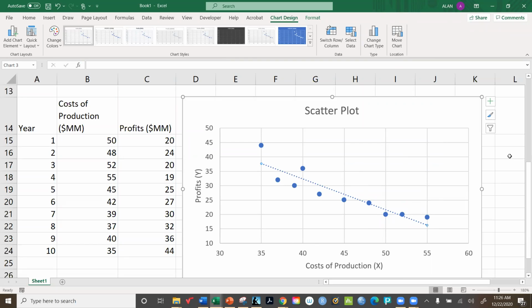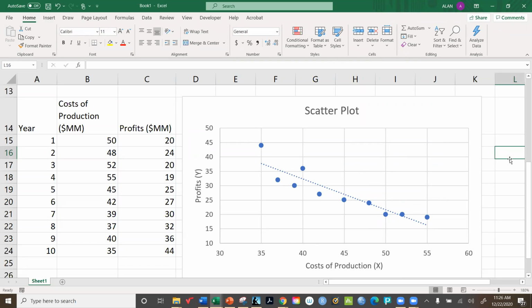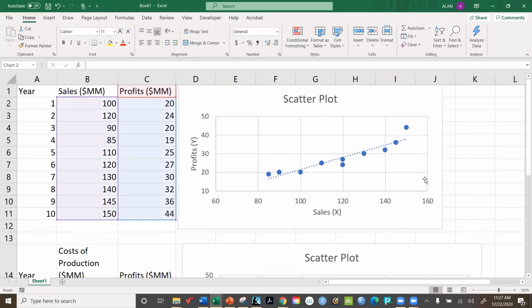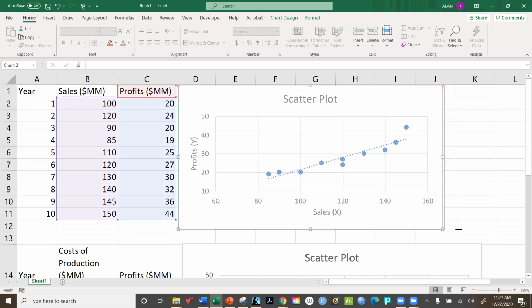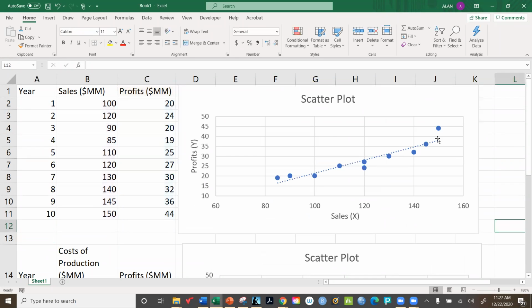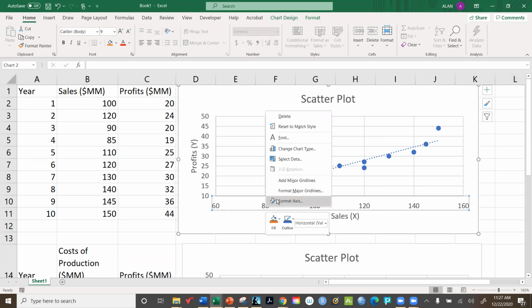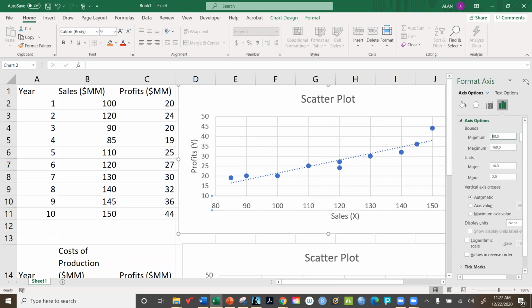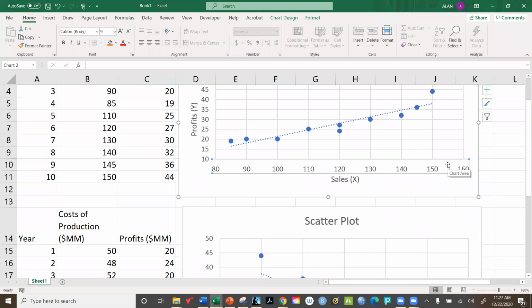All right, so in other words, what is this proving? It shows that when the costs of production go up, the profits tend to go down and vice versa, which makes perfect sense, of course. Here we had the other way around. So here, the relationship between the two variables is positive. Let me make one more little change here. That's better. Okay, so here it goes the opposite direction.